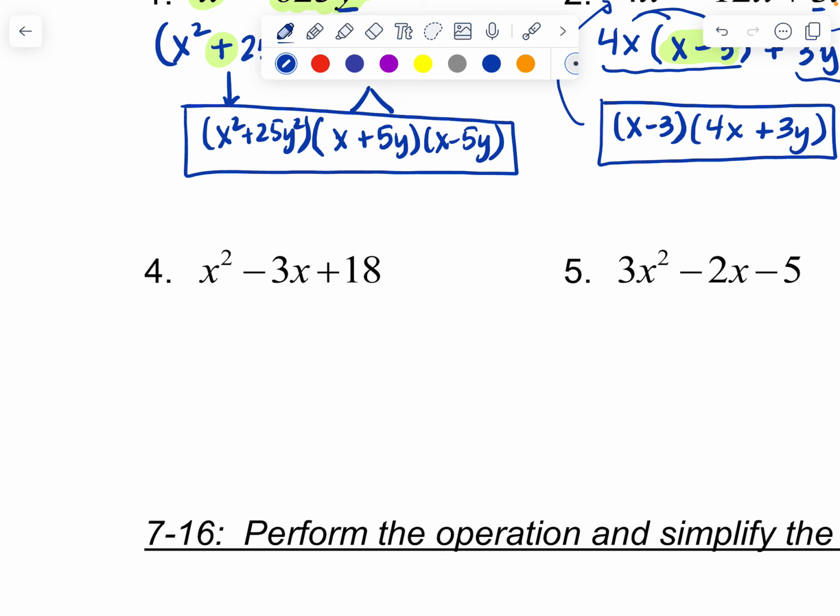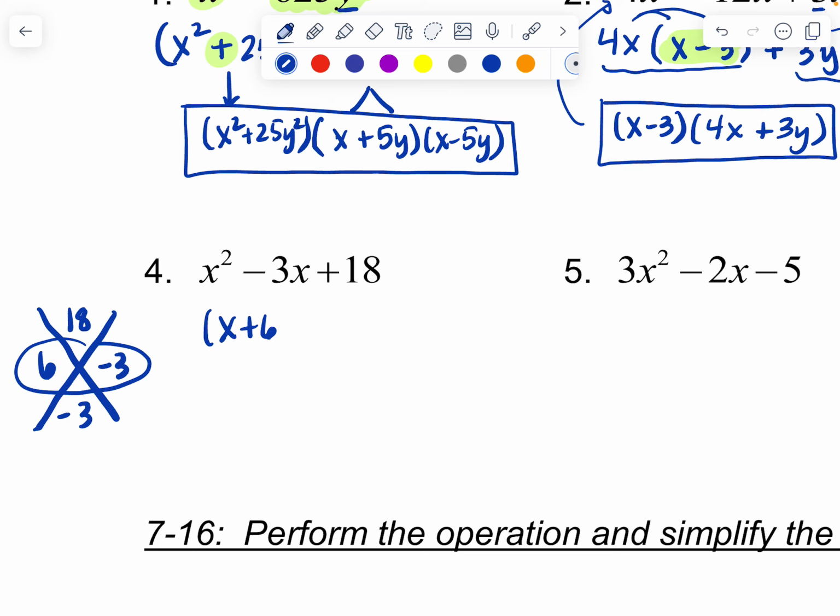Sorry. Okay, so you have big X. I need 2 numbers that multiply to make 18 and add to give me -3. That would be 6 and -3. How lovely is this problem? So this is going to be x plus 6 times x minus 3.